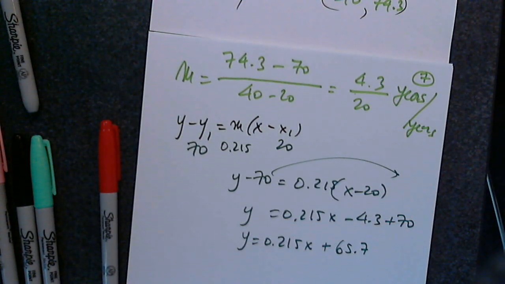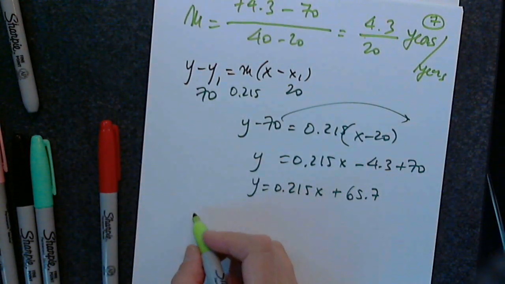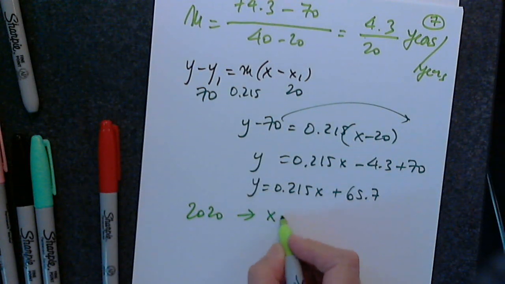Here's the question. Use the function from part B, the one that we just determined, to project the life expectancy of American men born in 2020, if the trend still continues. So 2020 means x how much?